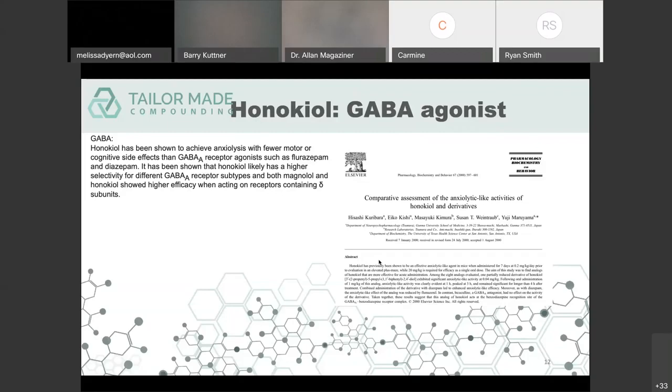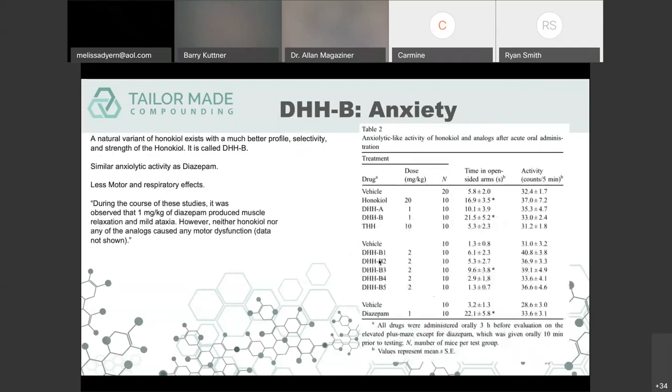But with that being said, there's a study on the right where they look at the different variants of honokiol, and one in particular stands out, and that's the one that we're offering. It's called DHH B, and again, this is not a peptide, it's just a small molecule drug, but it exists with a much, much better selectivity profile and strength than honokiol. So it has similar anxiolytic activity as diazepam, but much less motor and respiratory effects, and it's not regulated as a controlled substance, all of which gives it a pretty good profile.